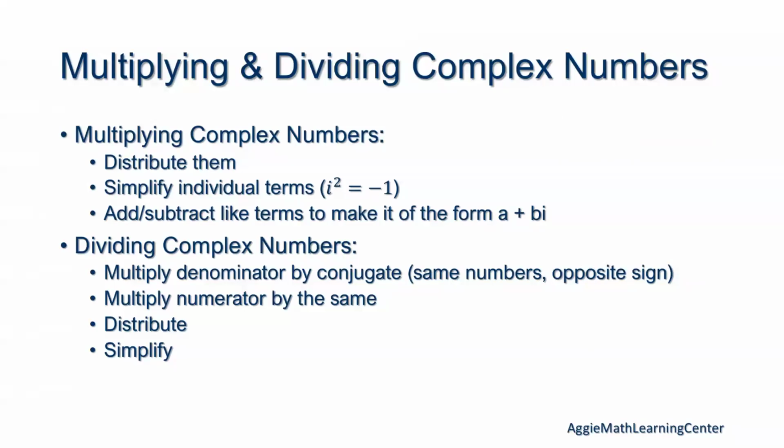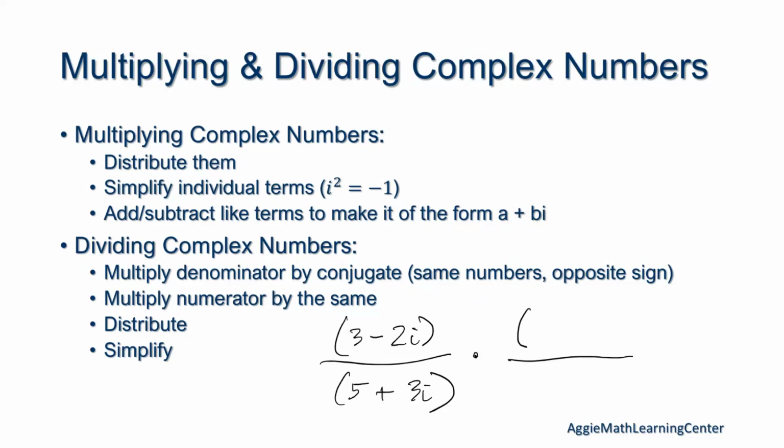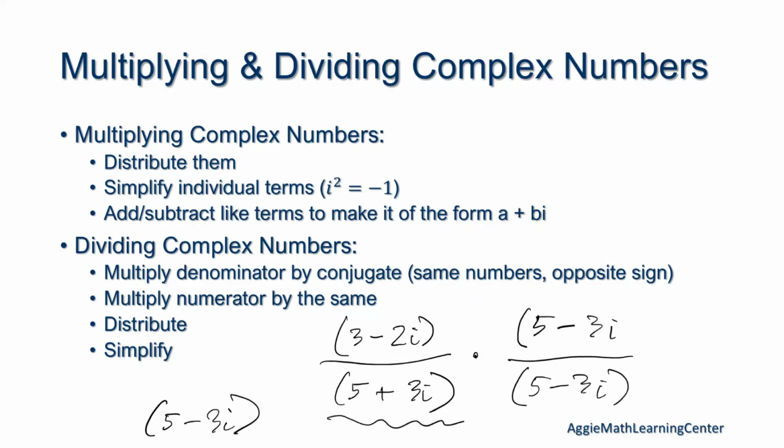So for example, let's do 3 minus 2i over 5 plus 3i. To divide these complex numbers, we're going to need to multiply the numerator and the denominator by the conjugate of our denominator. So our conjugate for this is going to be 5 minus 3i. And so we need to multiply both the numerator and the denominator by 5 minus 3i.